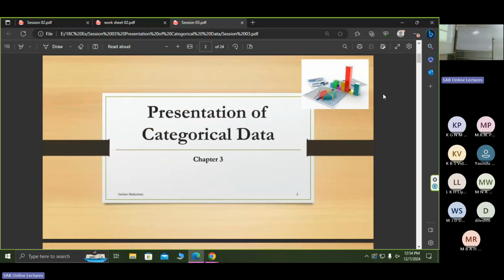Then in the types of variable lesson we studied quantitative and qualitative. Then in session number 3 we explained how to present the categorical data. When we make a report, we insert the different types of charts, tables, those things. Now we study how we present the categorical data.